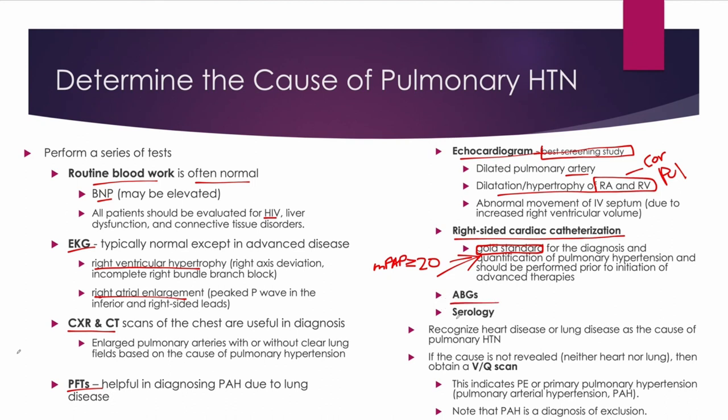ABGs help look for hypoxia and other things. Serologies help in diagnosing connective tissue disorders and things that can cause pulmonary hypertension aside from lung and heart problems. Really, what we do all this testing for is to try to recognize whether it's heart disease or lung disease as the cause of pulmonary hypertension. And if that's not revealed, we also can do a VQ scan, which helps us look for PEs. Okay. And last but not least, PAH, group 1 in the WHO classification, is going to be a diagnosis of exclusion.